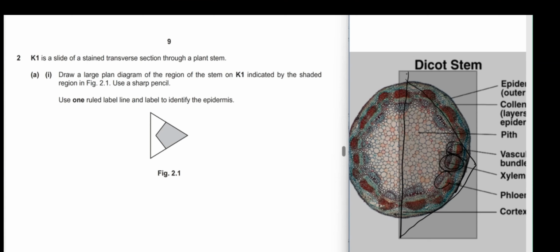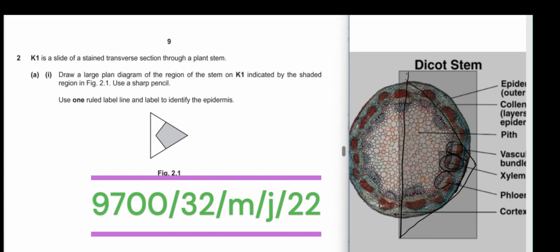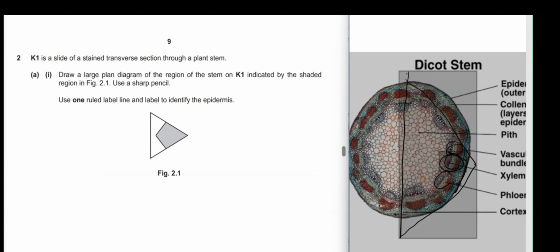Syllabus. Here we go. And I am here with the latest paper. It's Summer 22, Variant 32 for the AS practical exam. I've selected question number 2 of this paper because this question seems to be a little different from other questions of microscopy that we usually get.